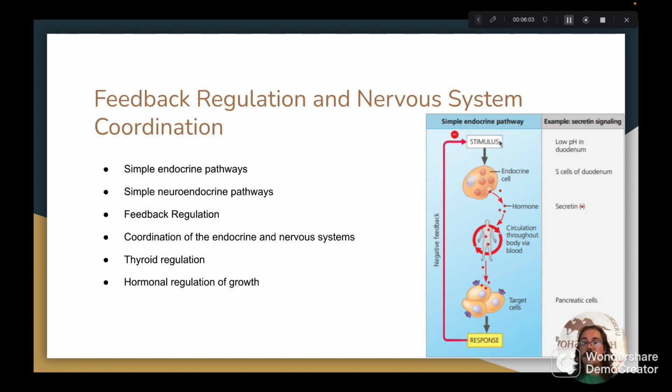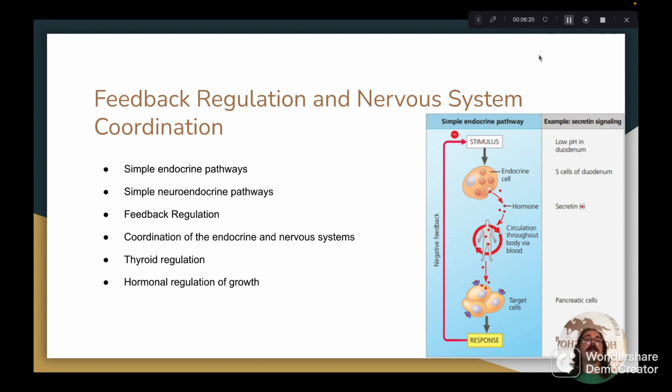Here I have a diagram of a simple endocrine pathway. You see the stimulus causes the endocrine cell to secrete hormones, which circulate through the body via blood, bind to target cells, and elicit a response in a negative feedback loop that reduces the stimulus.